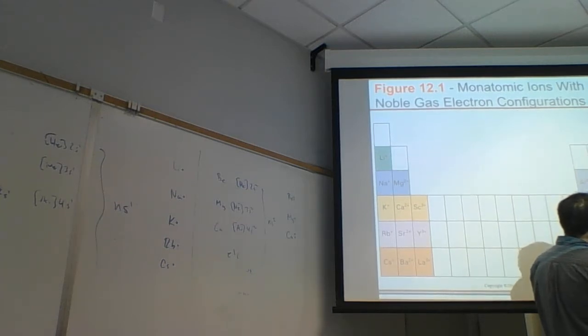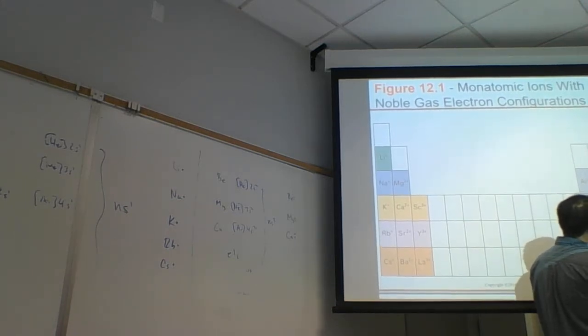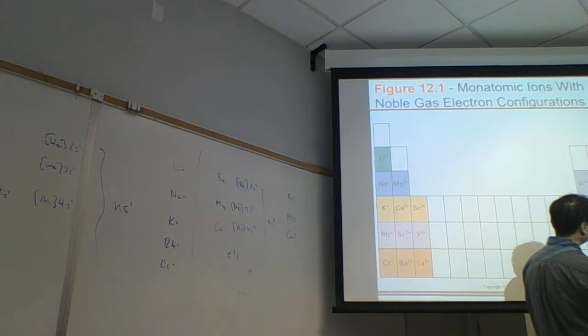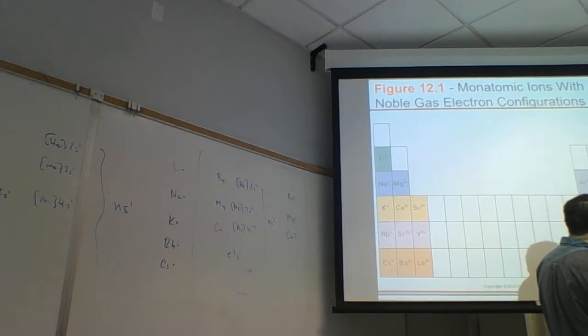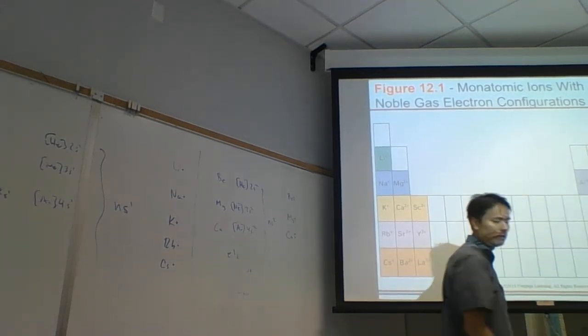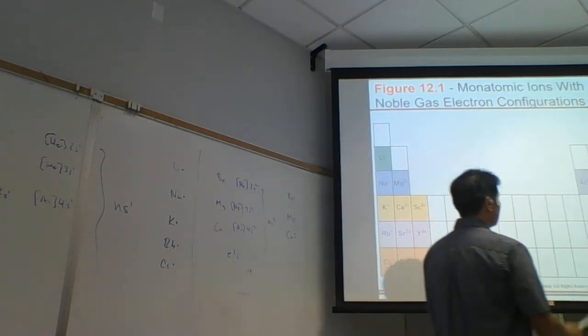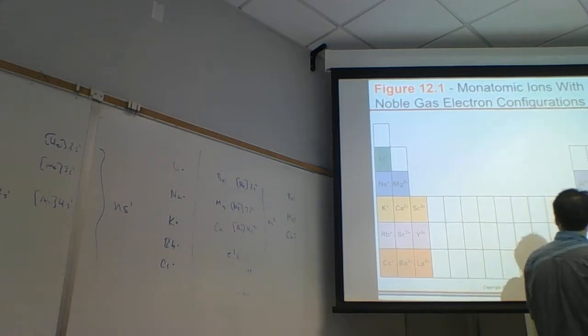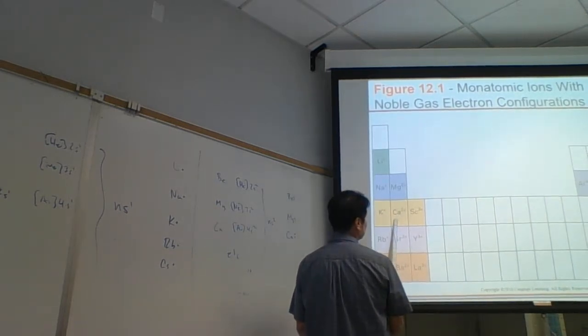But here we have nitride, oxide, fluoride, and neon. Likewise, we have phosphide, sulfide, chloride, argon. We would have arsenide, selenide, bromide, krypton. And then here we would have antimonide, telluride, iodide, xenon. Same pattern, because they have the same number of valence electrons. So these guys have 5 valence electrons. Actually, it just goes like this: 1 valence electron, 2 valence electrons.